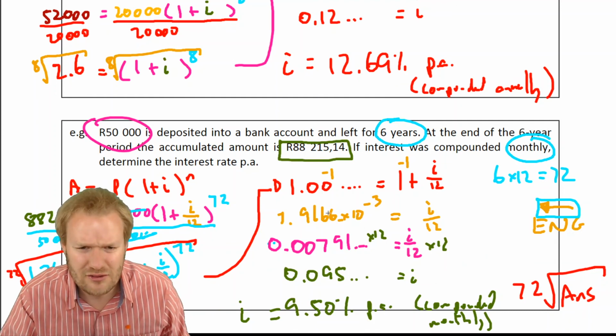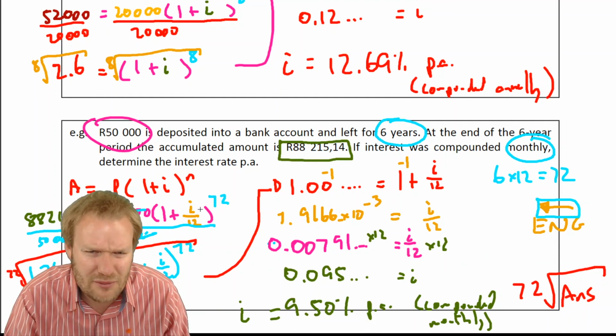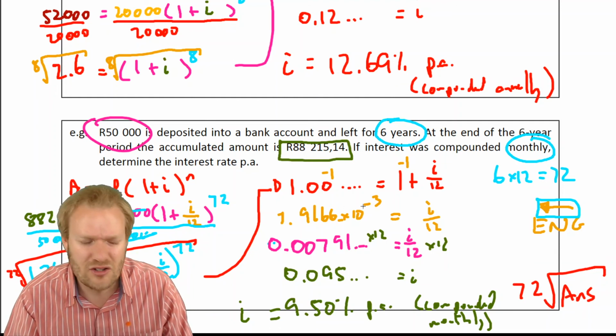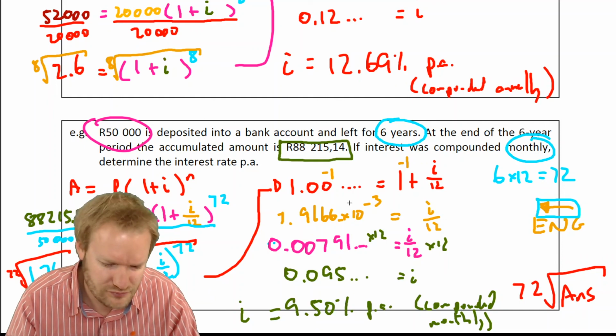Yeah, so there it is. The only little trick there was this part right at the beginning. Remember, it's compounded monthly, so that amount, and then just if it looks a bit funny on your calculator, there it is.